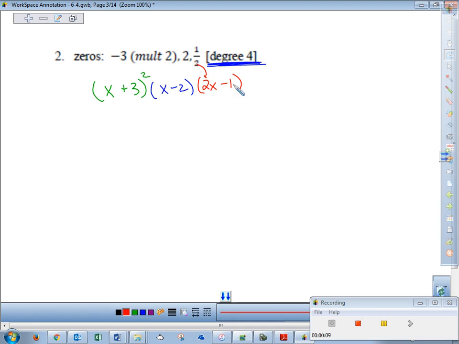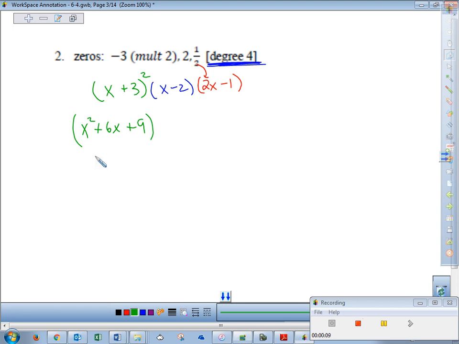Cool? Now, all we got to do, that's called factored form, right? That's factored form. They want it in expanded form, so I'm going to do 2 things. I'm going to expand this binomial squared with my shortcut. Go for it.